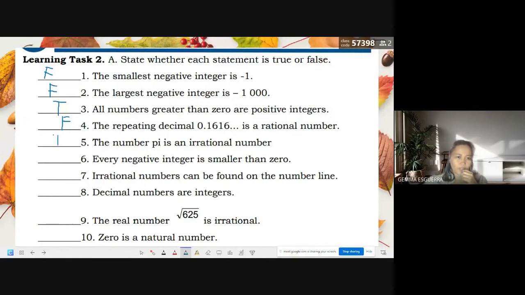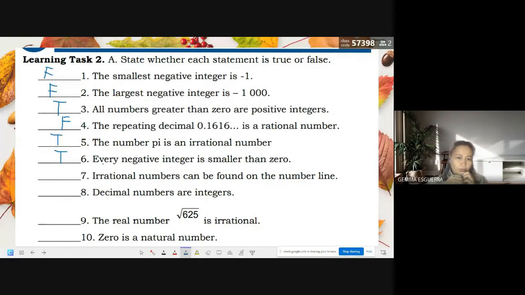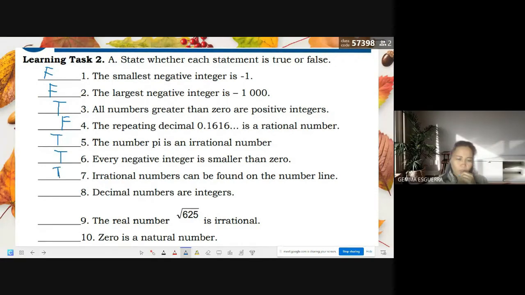Okay, next. Every negative integer is smaller than 0. True. Okay, next. Irrational numbers can be found on the number line. True. Repeating siya. Okay, next. Decimal numbers are integers. Kurt? False po.